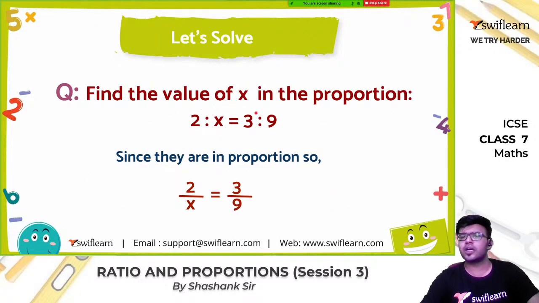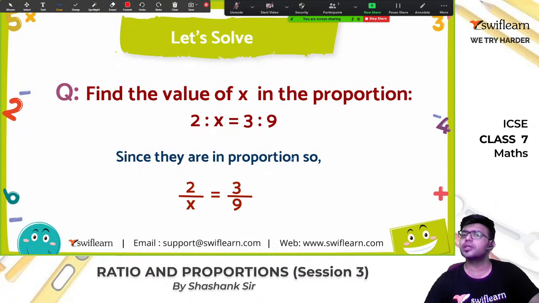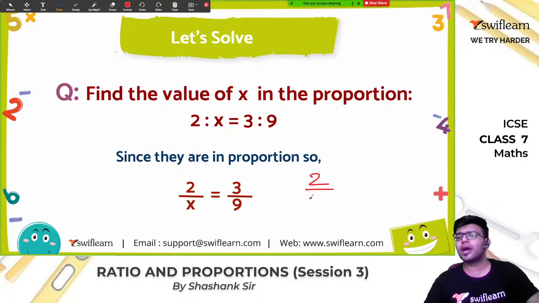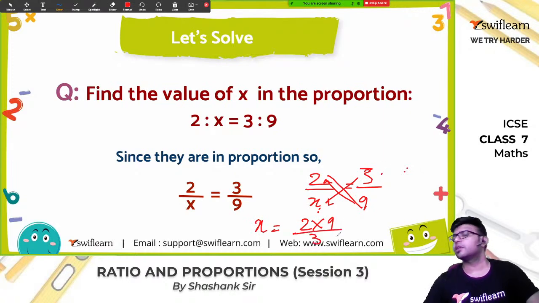Find the value of x in the proportion. They have said this is a proportion. If they are in proportion, then 2 by x will be equal to 3 by 9. Now what you need to do here is crosswise multiplication. x को ऊपर भेज दो, ये राइट साइड को भेज दो, so we will get x is equal to 2 times 9, और ये मल्टीप्लाई बाय 3 है, नीचे आके डिवाइड बाय 3 हो जाएगा.